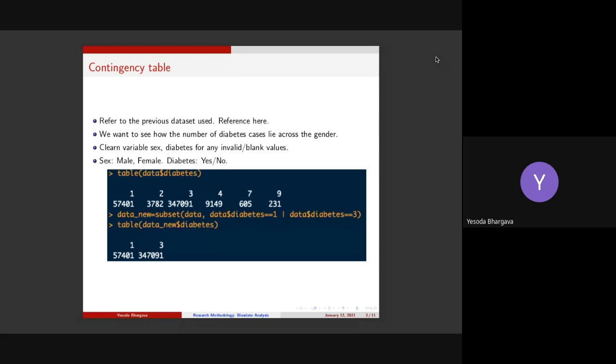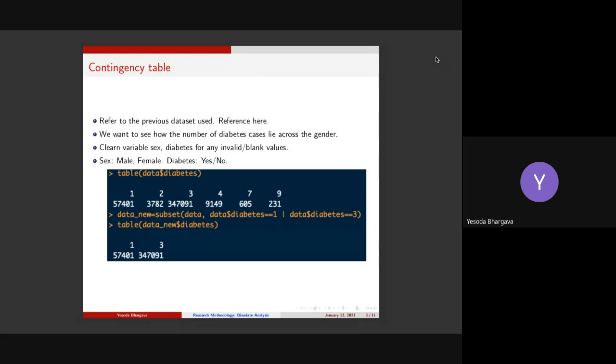So there are n categories of one variable and m categories of the other variable, then there will be an n cross m contingency table. So we will understand that for people who belong to one category, how many belong to the other category. That is the idea behind the analysis of a contingency table, which is used to understand how two variables are associated with each other.